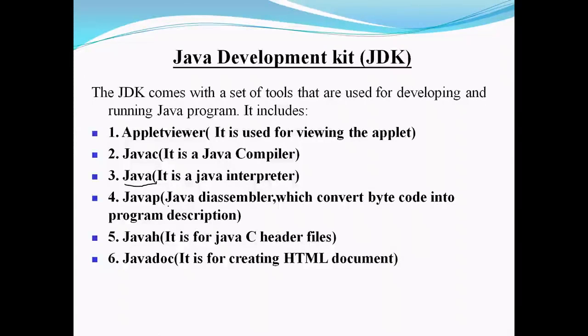Then we have javadoc. Javadoc creates HTML format documentation from Java source code files. So you can create an HTML document for your Java source code file, which includes a detailed description about your Java source code program. So that is javadoc. Next is JDB, which is the Java debugger, which helps us find errors in our program. You can use this debugger to find errors in your program.